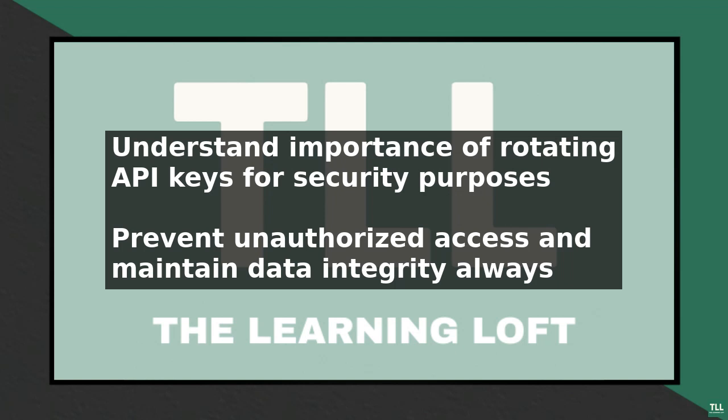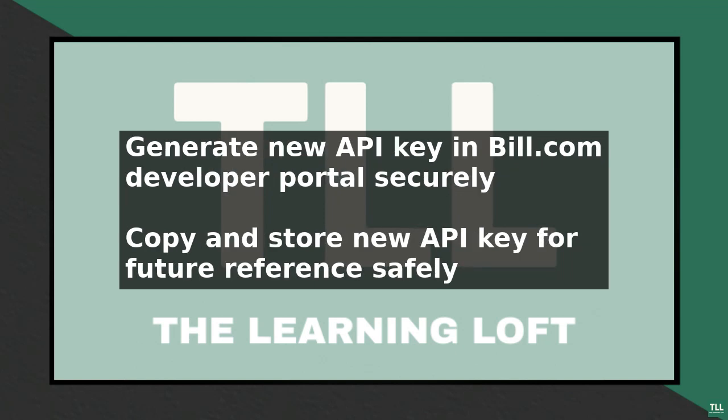Start by generating a new API key in the Bill.com developer portal. Log into your account. Navigate to the API Keys section and click on the Generate New Key button. Copy the new API key and store it securely.